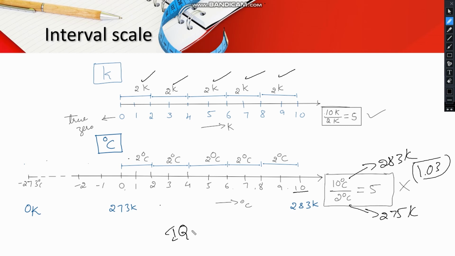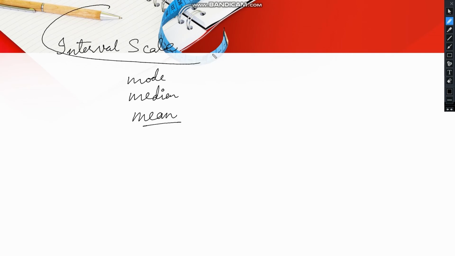And IQ, which is measured in interval scale, also doesn't have true zero. That is, if a person has 0 IQ, we can't say that this person has no intelligence. In interval scale, we can calculate mode, and we can also calculate median, and we can also calculate mean, and we can also calculate many other things by using interval scale in statistics.